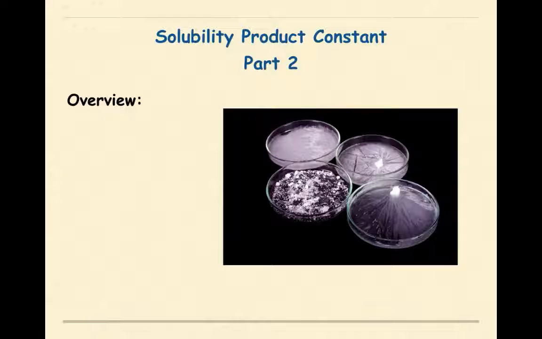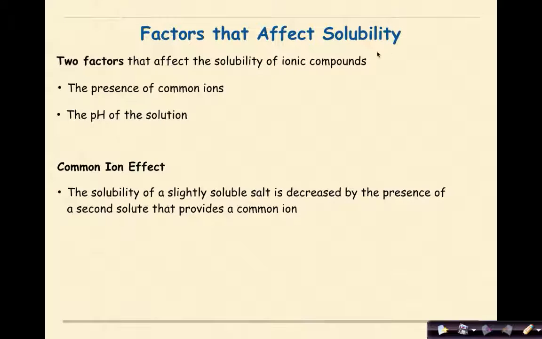Welcome to part 2 of the solubility product constant. Specifically in this tutorial, we're going to look at the common ion effect and solubility in pH. Factors that affect solubility: two factors that affect the solubility of ionic compounds are the presence of common ions and the pH of the solution.